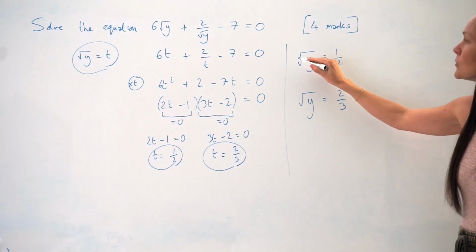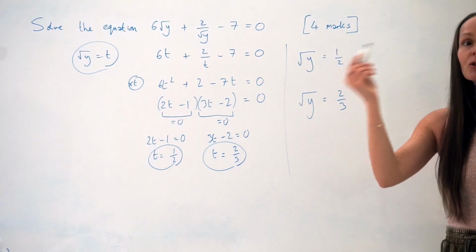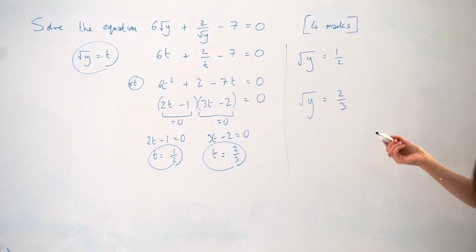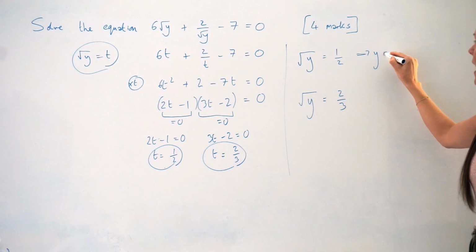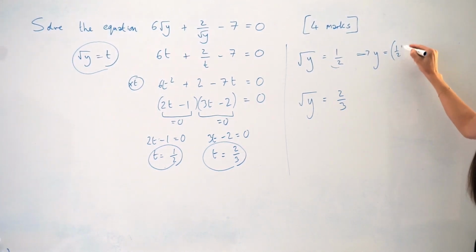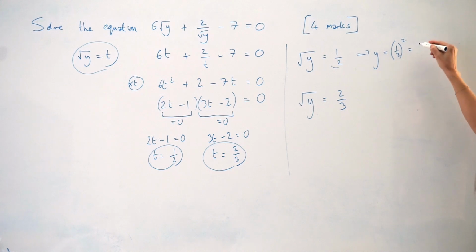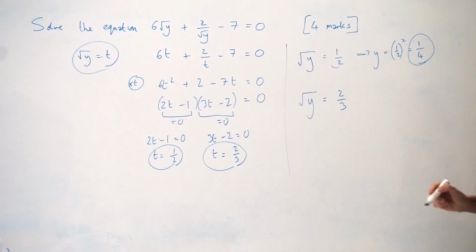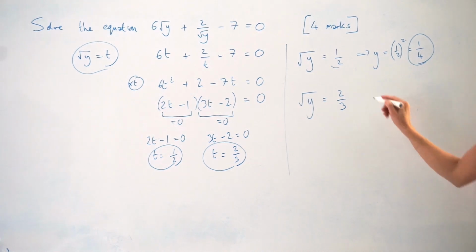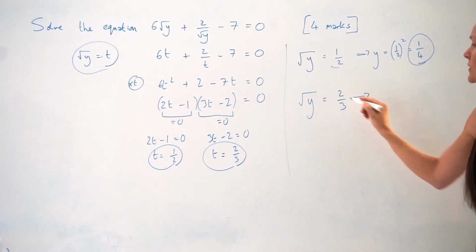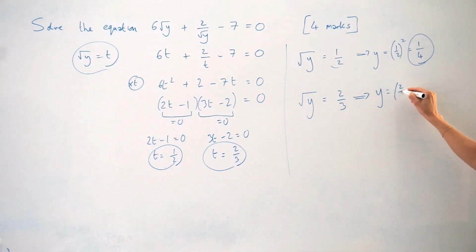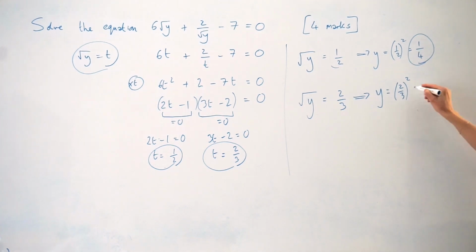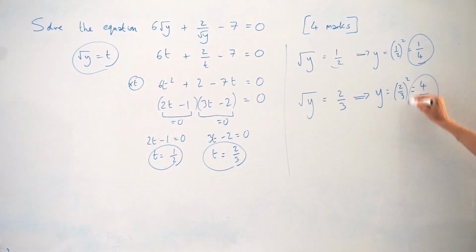If I want to get rid of the square root symbol, I have to do the reverse of square rooting. I have to square. If I square a square root, it just cancels to leave me with y. And if I square a half, I square the numerator and then I square the denominator, I get a quarter. So that's the first value of y. Now we need to do the same thing with this equation. So I'm going to square both sides. When I square the square root of y, I'm just left with y. And if I square 2/3, I square the numerator, square the denominator, so I get 4/9. And there we have it. We've solved the equation to find the two values of y.